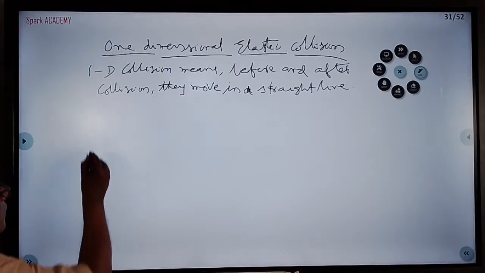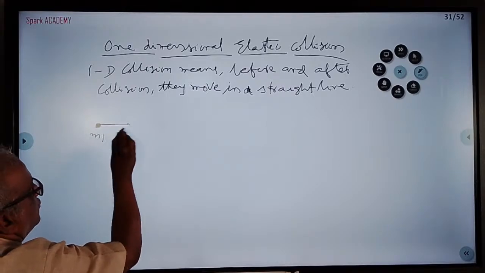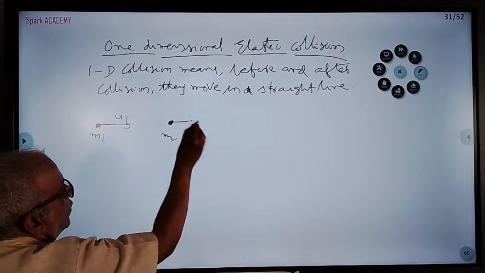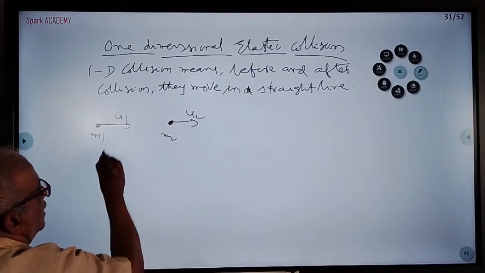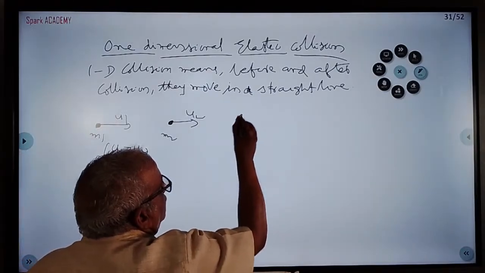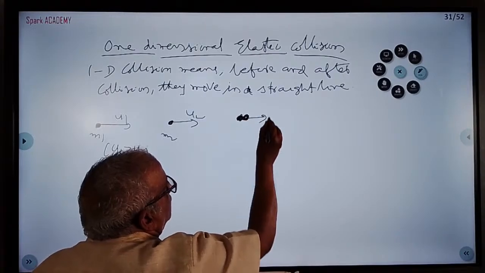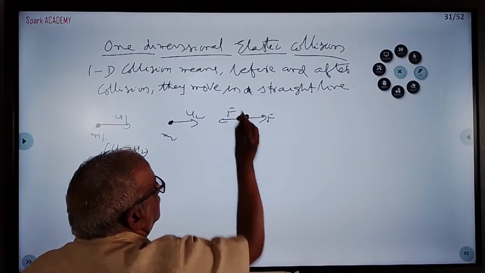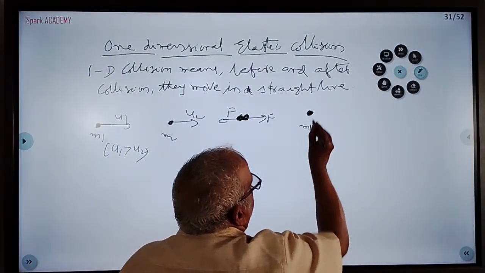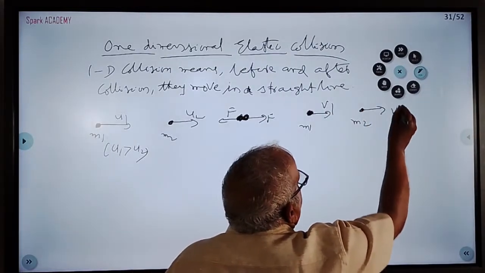I am drawing a diagram now. There is a body, a small sphere m1, moving in a straight line with velocity u1, hitting the second body m2, moving in the same direction with velocity u2. I am assuming u1 is greater than u2. They collide for a short interval of time. The force of interaction is an internal force. Due to this, after collision, m1 moves with velocity v1 and m2 moves with velocity v2.